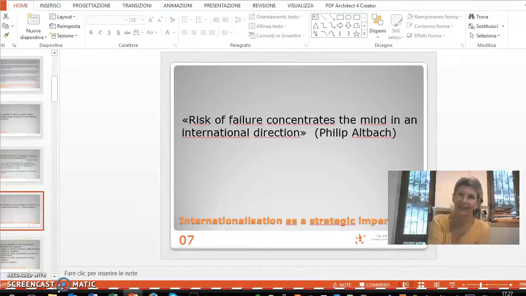I like very much this quote from Phil Altbach, the ex-director at Boston College, in a presentation he was making at our centre in Milan. He said, "Risk of failure concentrates the mind in an international direction." And I think that also sums up very nicely where many institutions are today and their need to think more internationally and develop a more strategic approach to their international endeavours.